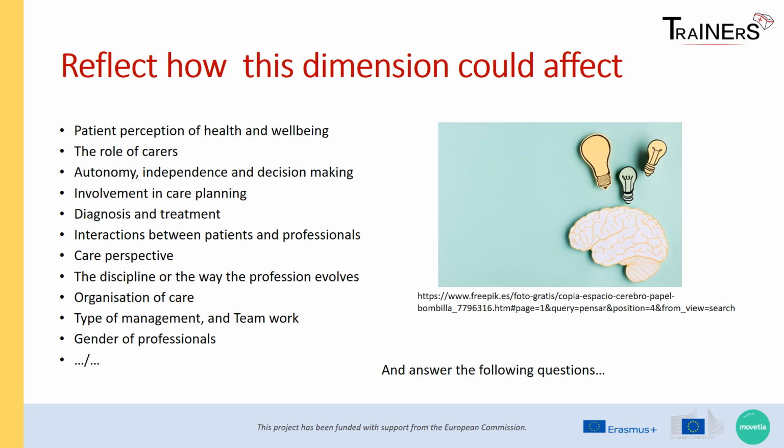Now we invite you to reflect on how this dimension could affect healthcare in all of these situations: patient perceptions and health well-being, the role of carers, autonomy, independence and decision-making, and so on. And after reflecting on how this dimension could affect these aspects, we invite you to answer the following questions.